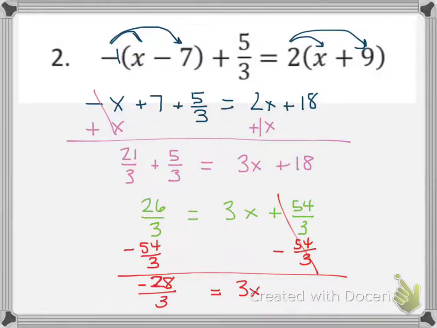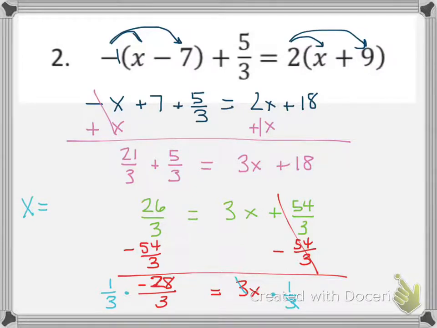And then the last step will be to multiply by the reciprocal of 3. So multiply by the reciprocal, which is 1/3. Multiply this side by 1/3. And the 3's go away. So I get x is equal to 1/3 times negative 28/3.